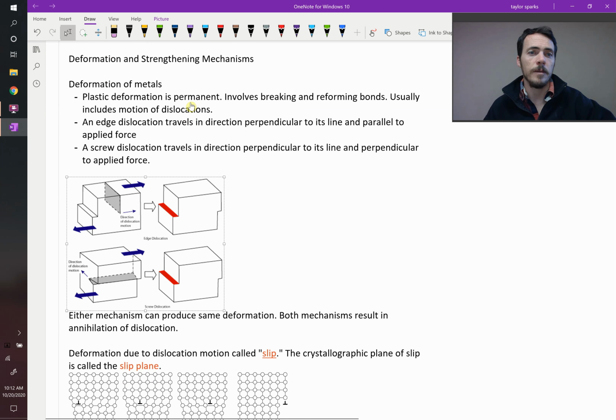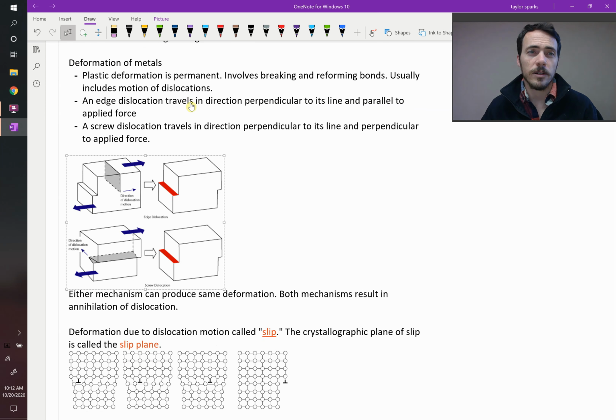All right. Let's talk about deformation of metals, right? In metals, plastic deformation is permanent, and anytime that you get permanent deformation, that involves breaking and reforming of bonds. It's not like elastic deformation where you just stretch that bond. You're actually breaking it and forming new ones, right? And that usually involves the motion of dislocations. We've talked about dislocations, edge and screw dislocations, right? If you get those to move in a material, you can achieve deformation.